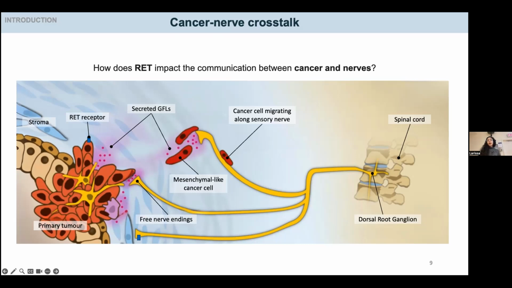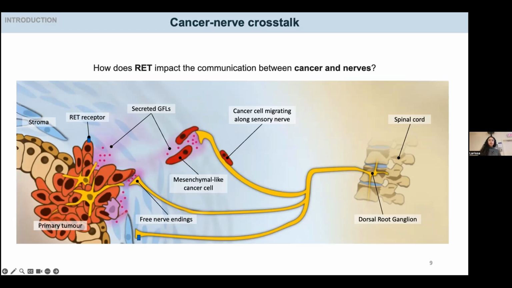With that in mind, the main question we are addressing in this work is, how does RET impact the communication between cancer and nerves? This process is complex and probably involves communication in both directions and a mutual attraction. Some evidence has shown that neurotrophic factors such as GFLs are overexpressed in PDAC, and their upregulation has also been linked to enhanced nerve growth.